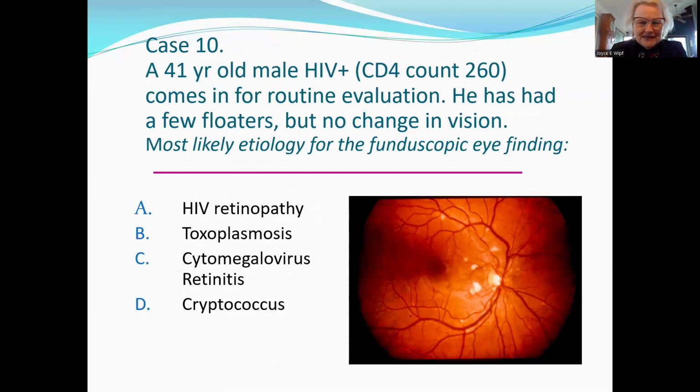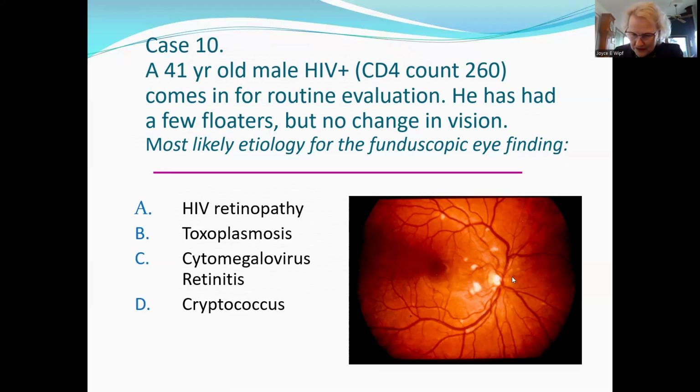All right, case 10. This may be my last case. A 41-year-old male with HIV positive, CD4 count of 260, comes in for routine evaluation. He has had a few floaters, but no change in vision. What is the most likely etiology for the funduscopic eye finding?